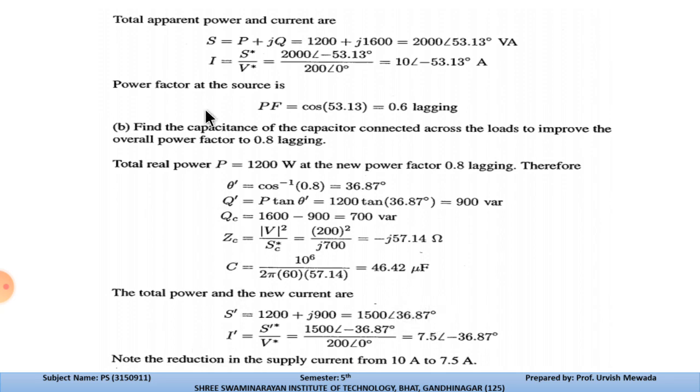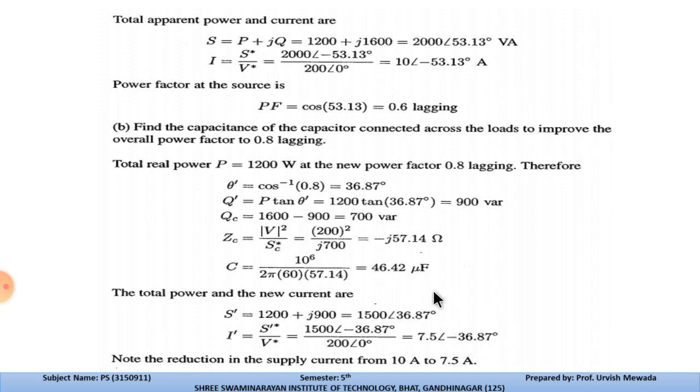Now we can calculate the current from the apparent power. This is the apparent power and this is the current for that apparent power. So S dash conjugate by V, just replace the values. The S dash we calculated is 1500 at angle 36.87. It is conjugated, so that's why the minus sign is there, and V conjugate 1200 at angle 0, so this will become 7.5 at angle 36.87 degree.